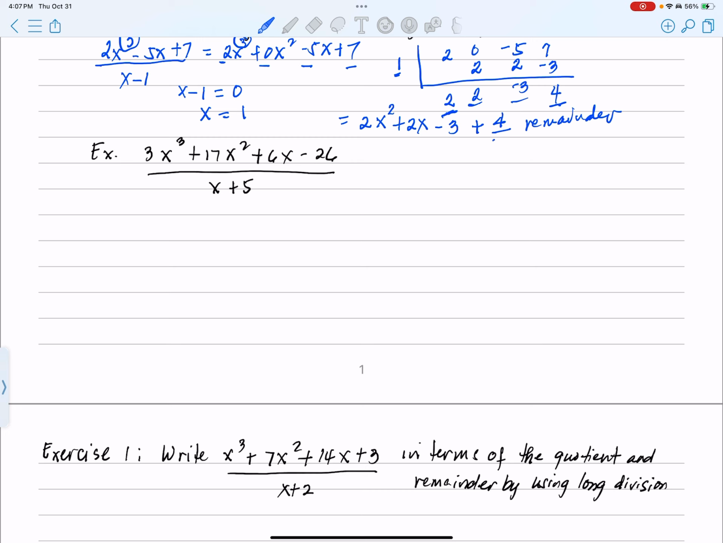Okay, let's do some checking. 3x cubed, 17x squared plus 6x minus 26. Okay, no problem with that. Our divisor is linear, no problem with that. Everything is in order, everything is there. So what we're going to do is write down the division table. Write down your dividend.